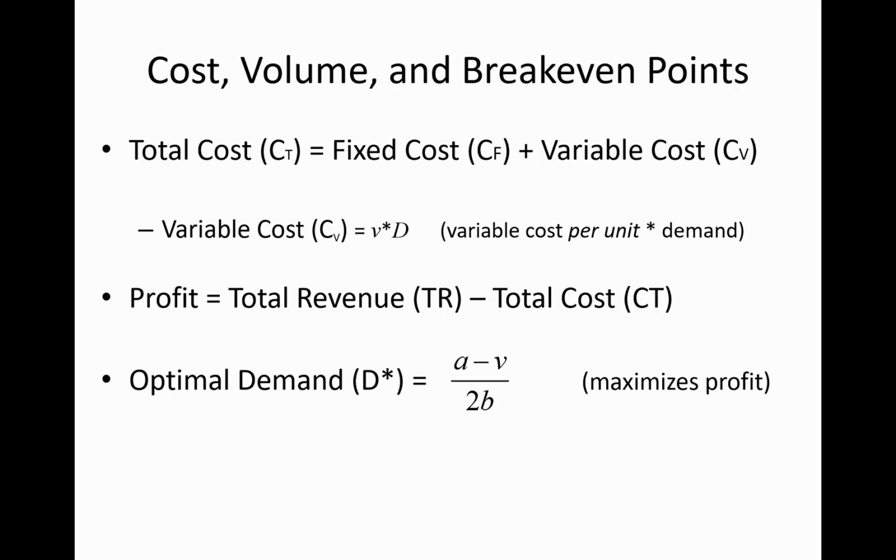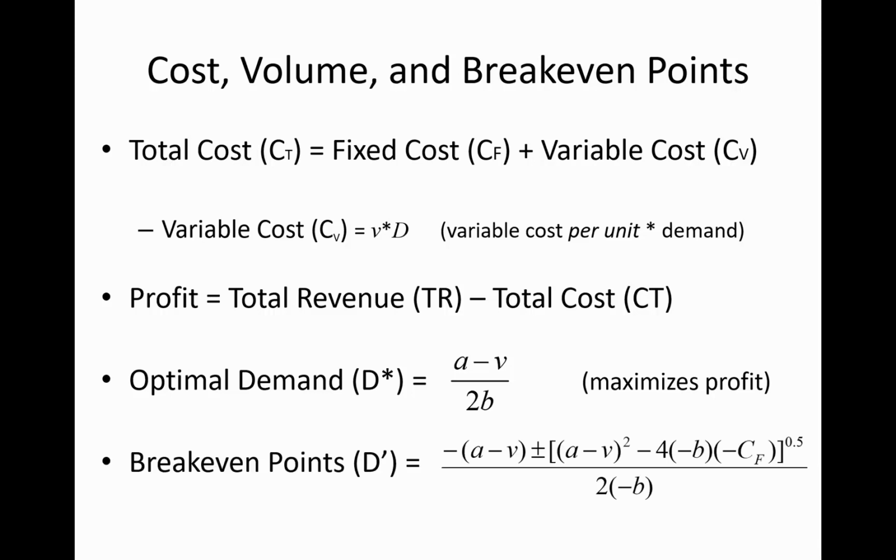So the optimal demand, D star, is the number of units sold that is associated with maximizing profit. And I'll show you where this formula comes from in just a moment, but you can see it's A, which was the intercept, it's the price at which no items are going to be sold, minus V, lowercase v, the variable cost per unit, and then you divide it by 2, lowercase b, which was the slope of the price demand curve.